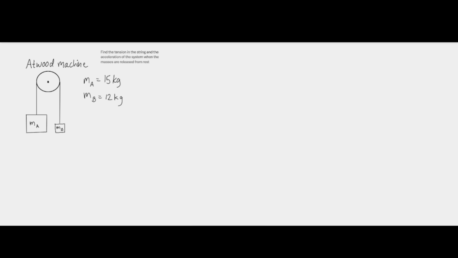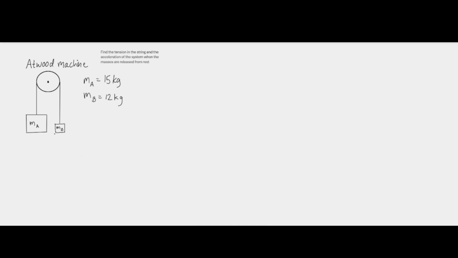In this video, I'm going to solve a problem involving 2D modeling. So we're going to create a model here for this situation, and we're going to solve for some values. So what we have here is called an Atwood machine, and that's just the name for a device that has two objects connected by a rope over a pulley.